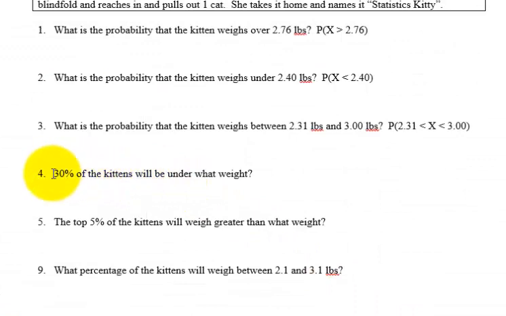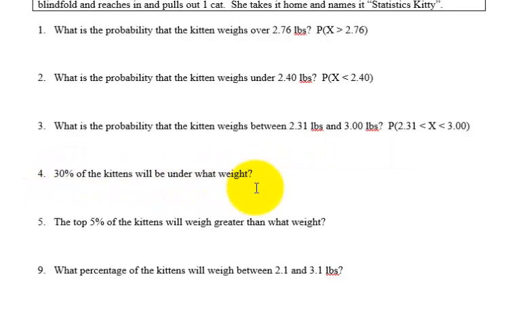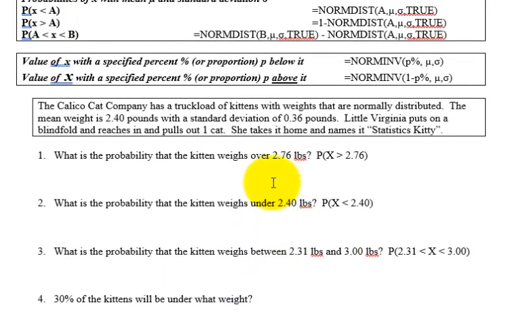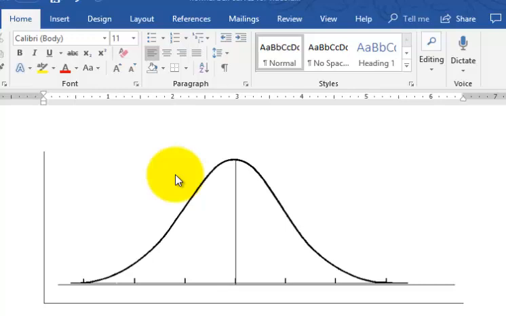All right, next question. 30% of the kittens should weigh under what weight? That's a different type of problem. It kind of shifts around in your brain a little bit, but here are the formulas up here with proportions or percents above or below something. So we're looking for the 30% under what weight? We'd find the area underneath the curve of about 30%, which would be right around here. This little chunk right here looks like roughly 30%.